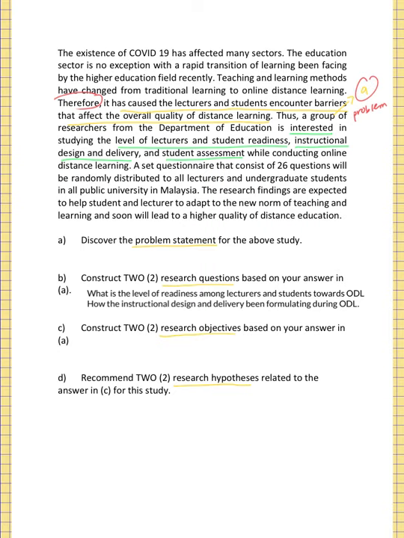Construct two research objectives based on your answer in A. Okay, kalau tadi research question dia mestilah soalan. Sorry, I tertinggal tanda soalan. Dia mesti ada, dia soalan kan. So C, construct the two research objectives based on your answer in A.